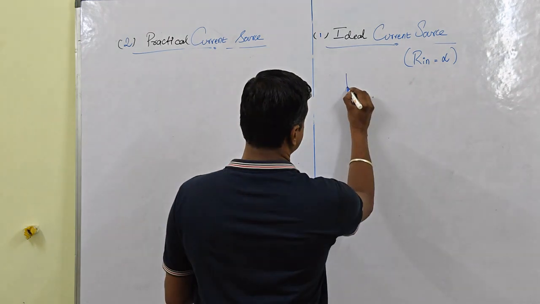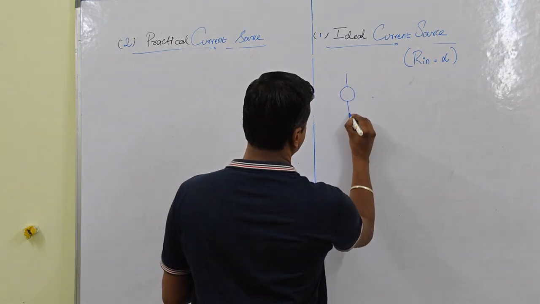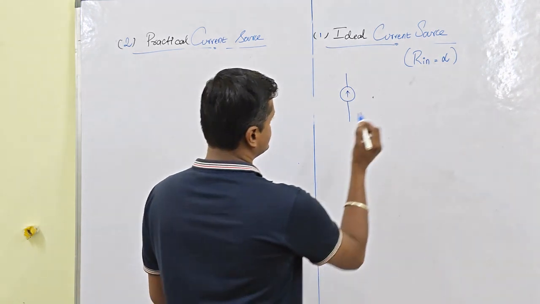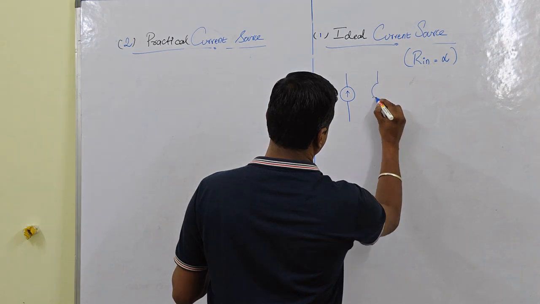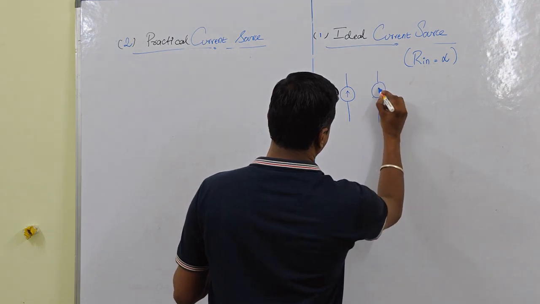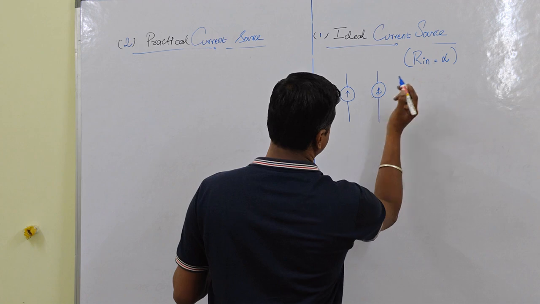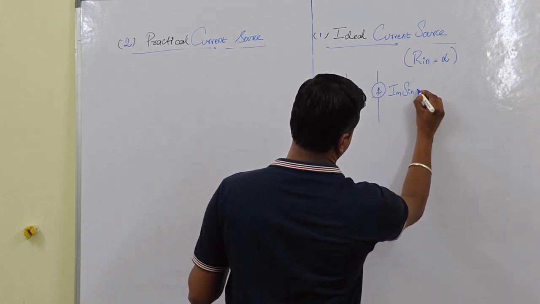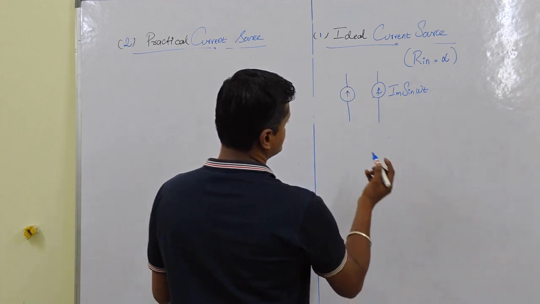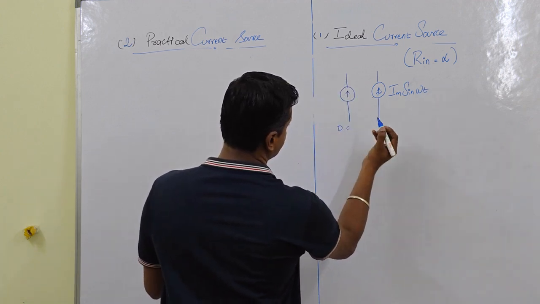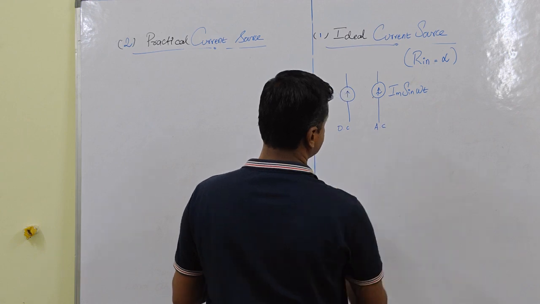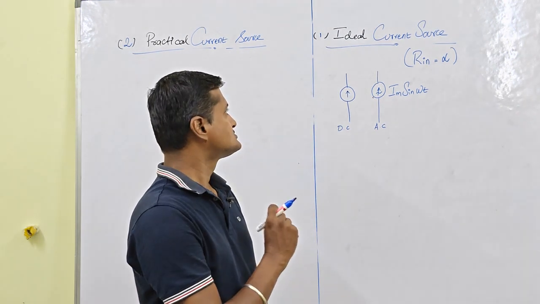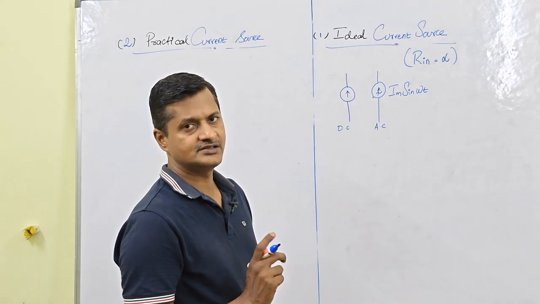Now, how do we represent a current source symbolically? This is the symbolic representation of a DC current source. We can also represent an AC current source, Im sin omega t. So this is the representation of a DC current source and of an AC current source. The ideal current source is assumed to have infinite internal resistance.